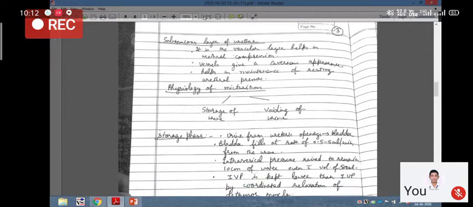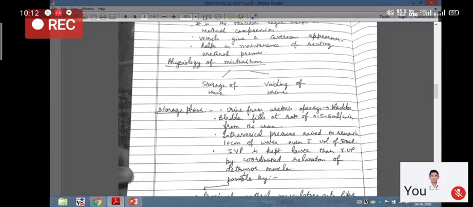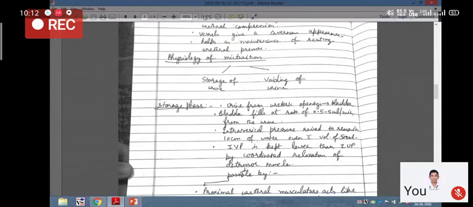Now, after anatomy, the physiology of micturition: storage of urine and the voiding of urine. In the storage phase, urine from the ureteric openings enters the bladder, and the bladder fills at the rate of 0.5 to 5 ml per minute. Intravesical pressure, even when the bladder is filling, remains 10 centimeters of water even with a volume of 500 ml. And intravesical pressure is kept lower than the intraurethral pressure by coordinated relaxation of the detrusor muscle.